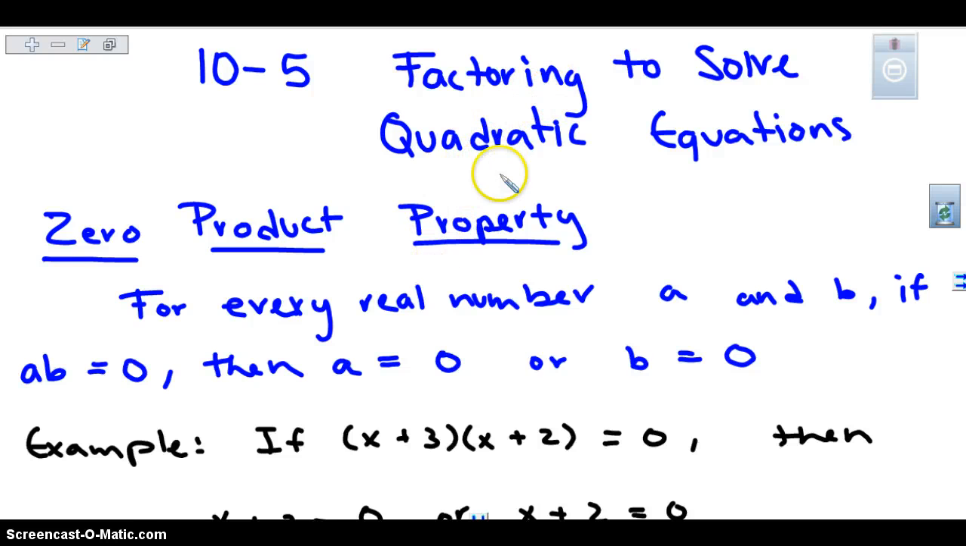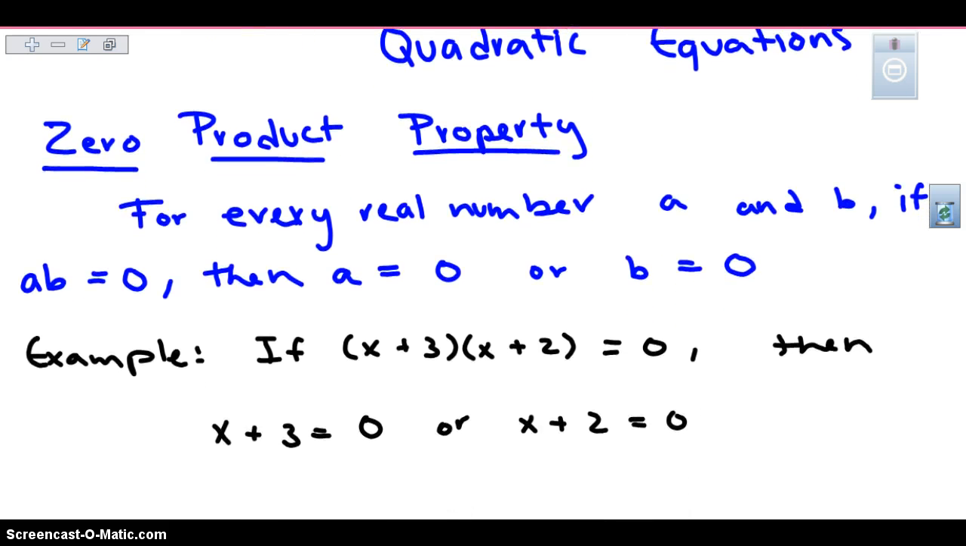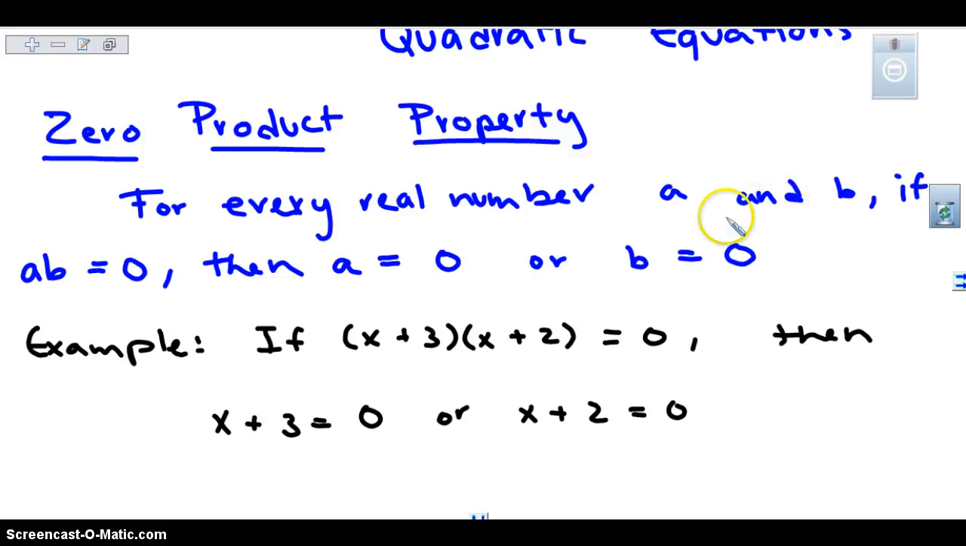Today we're factoring to solve quadratic equations. We will be using the zero product property, which states that for every real number a and b, if a times b is equal to 0, then a equals 0 or b equals 0. So for example, if we have (x + 3)(x + 2) = 0, that means that either x + 3 is equal to 0 or x + 2 is equal to 0.